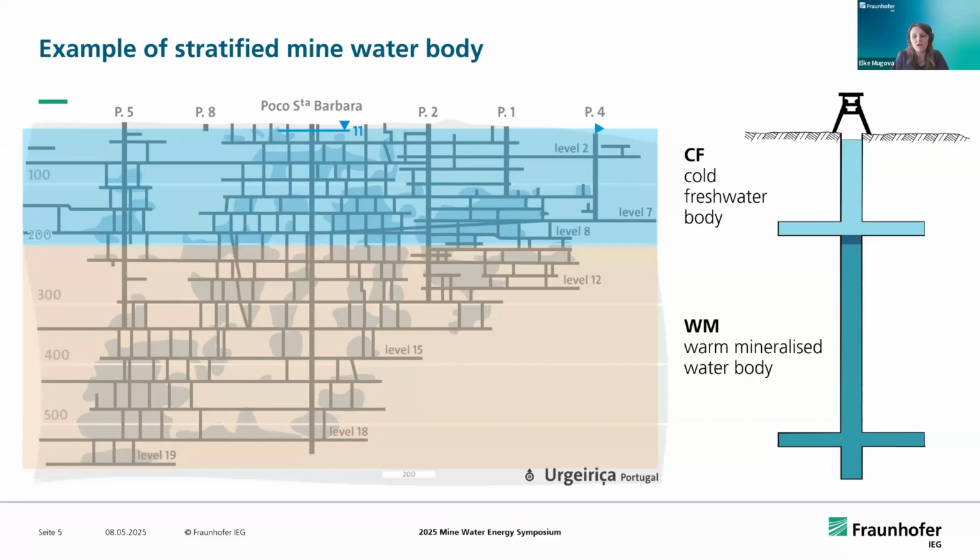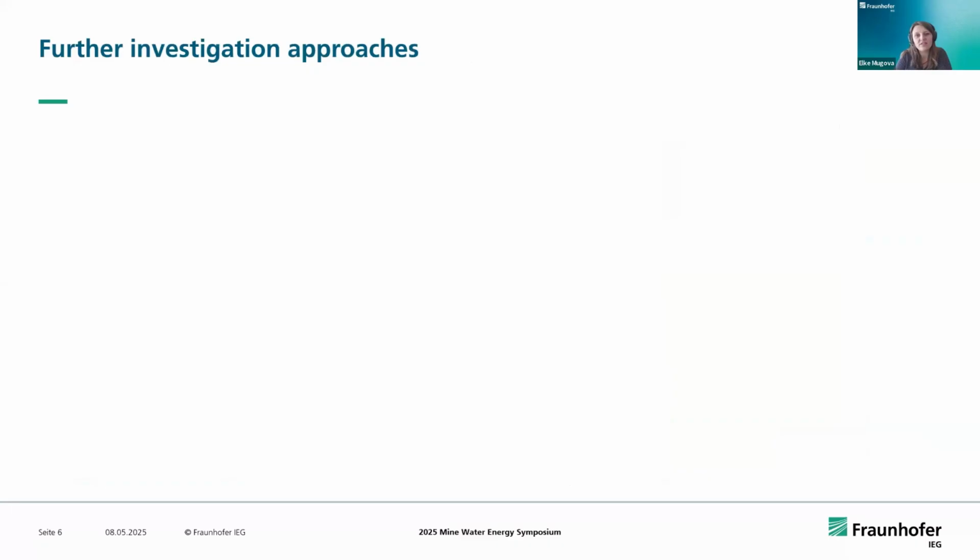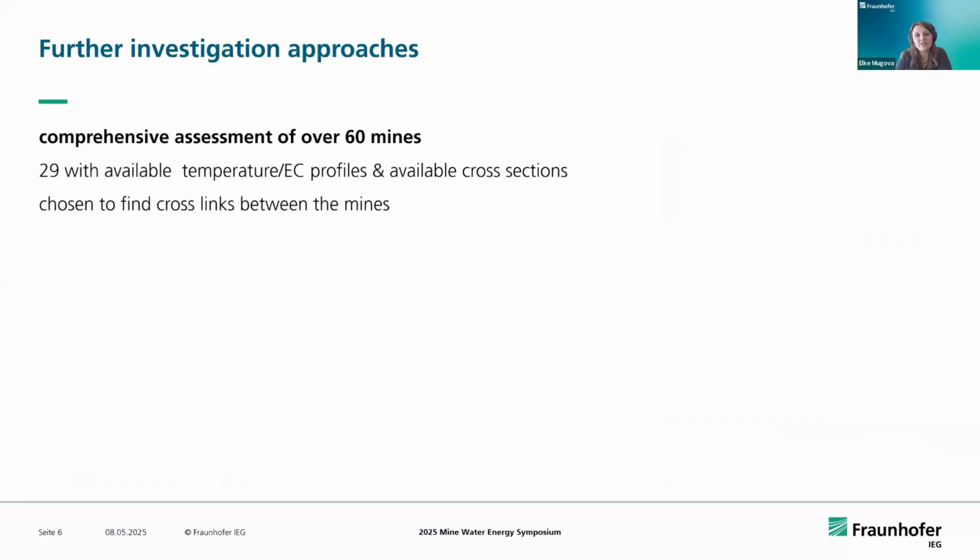So what are the further investigation approaches? The comprehensive assessment of over 60 mines, available temperature and electrical conductivity profiles, and available cross-sections for the mine, because it's really important to see the mine layout, what Thomas also just explained, and compare it with the temperature or electrical conductivity profiles, and to find cross-links between the mines.